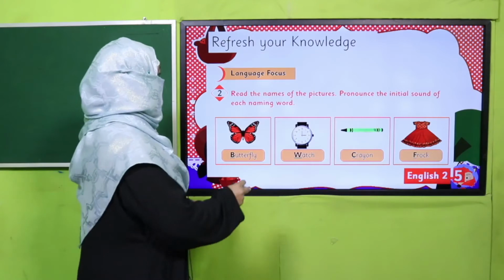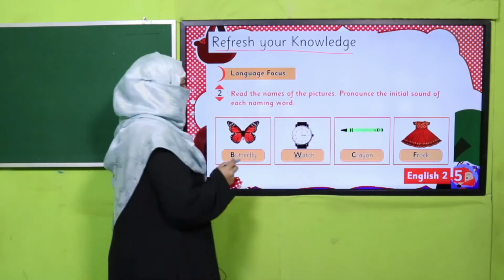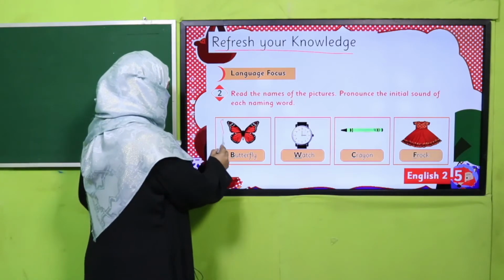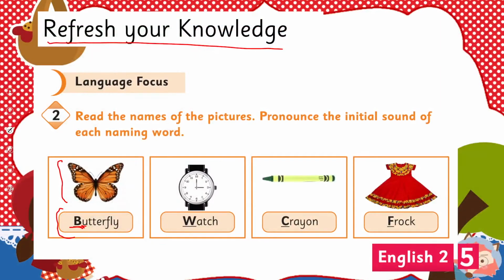Okay, so let's refresh your knowledge. I have taught you initial sounds, so you will read these words and focus on the initial. And remember, initial means beginning. When you say a word or when you hear a word, the very first sound which you hear or you say is the initial sound. For example, when we say butterfly, the first sound is b, which is the sound of letter B.